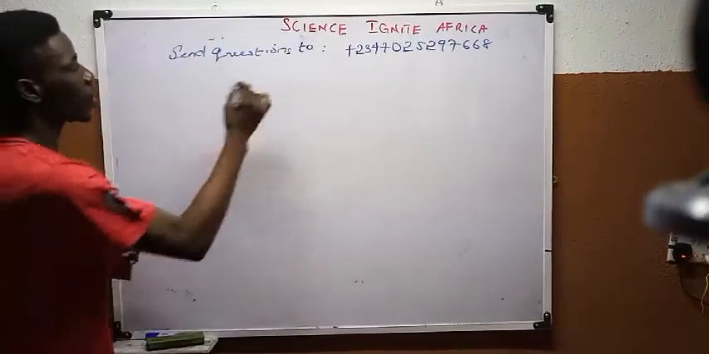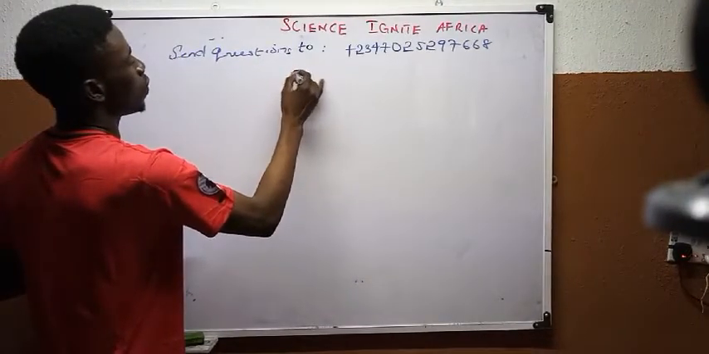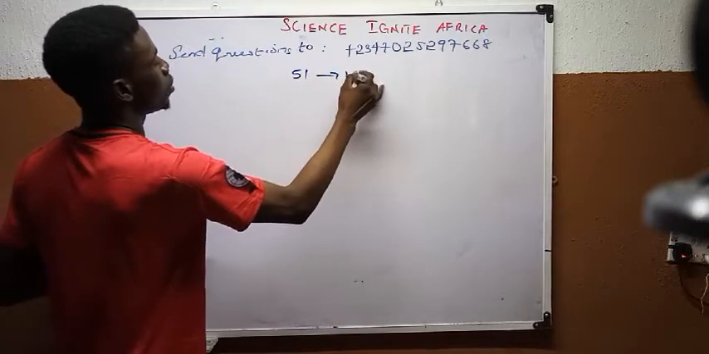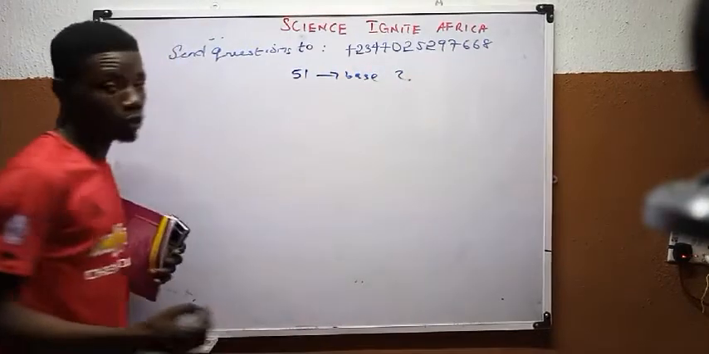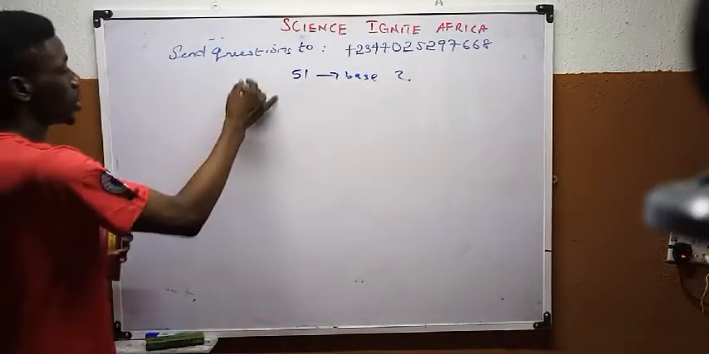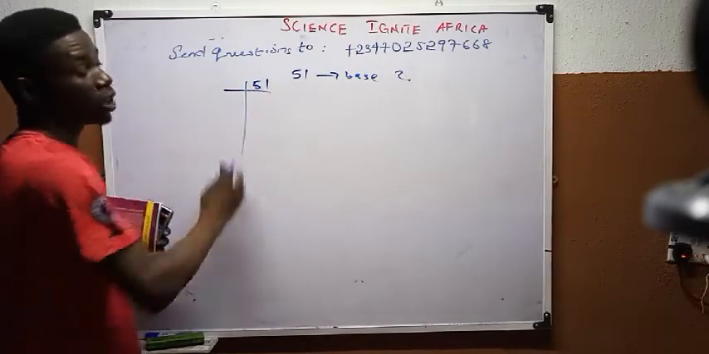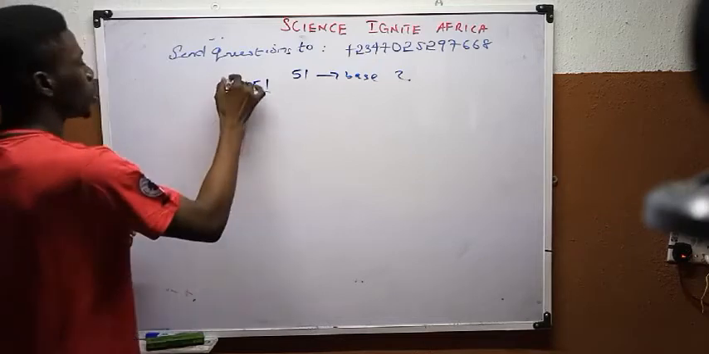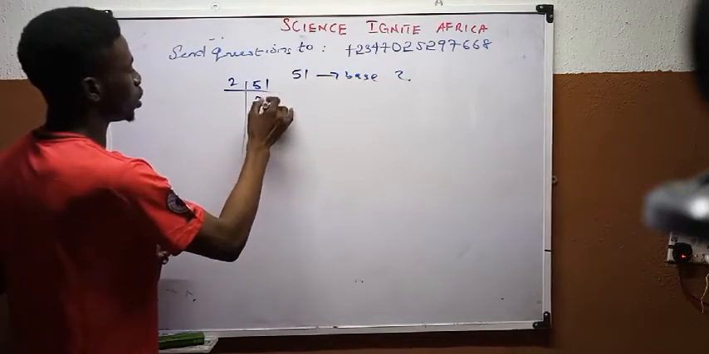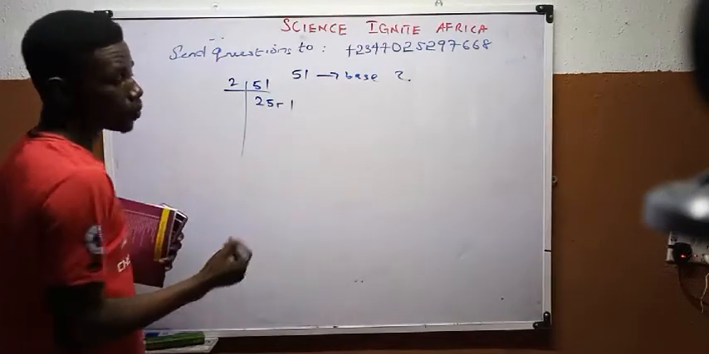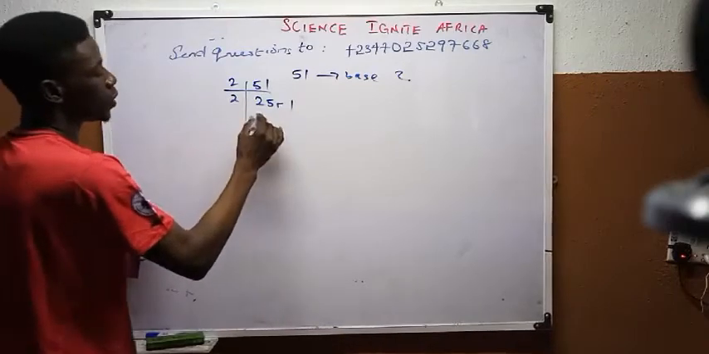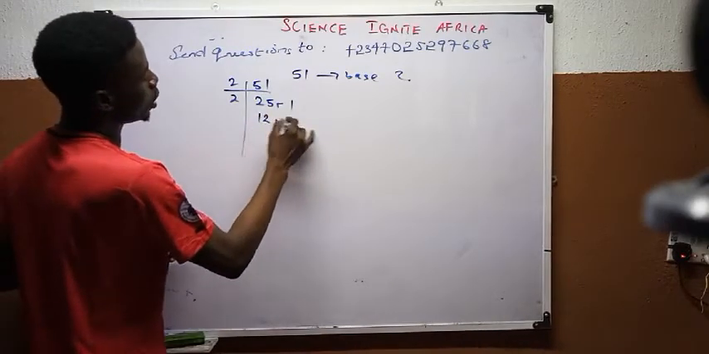So 51. So we want to convert 51 to base 2. So you know how we do that. We just draw a table. So 51. Then what we use to divide all through is 2. So we say 2 in 51, that's 25. It will remain 1. 2 in 25, that's 12.